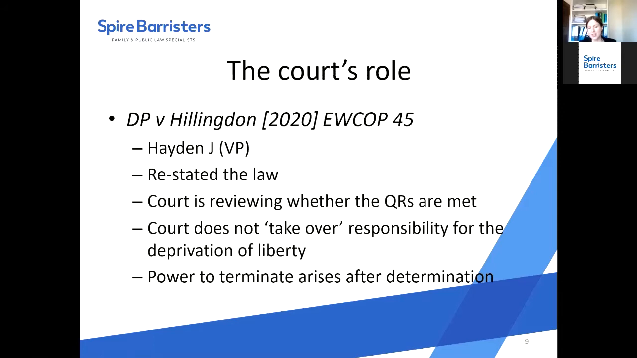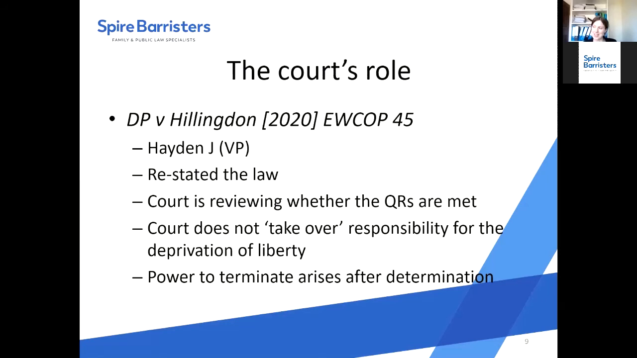One of the key things that Mr Justice Hayden said was the court doesn't take over the responsibility for the deprivation of liberty. I think that's an important point, because with the extension of standard authorisations, which I'll come on to, and the way in which we used to phrase orders, it did feel that that's sort of what was happening. But that's not the reality. The standard authorisation is the authority for the deprivation of liberty, and the making of an application doesn't alter that.